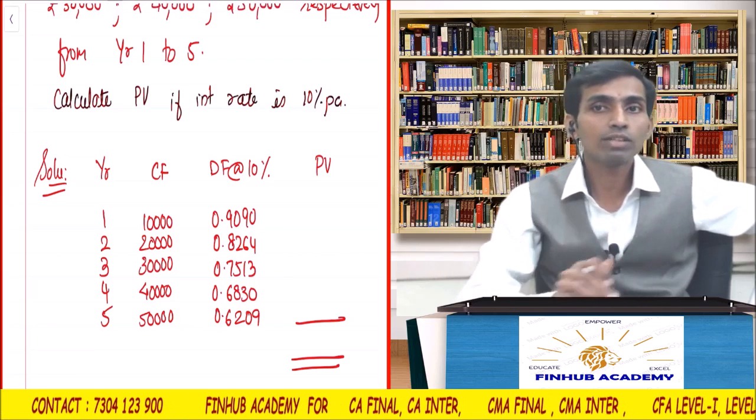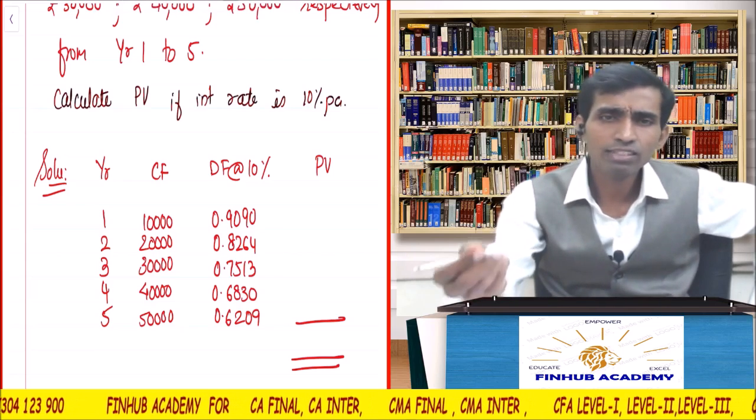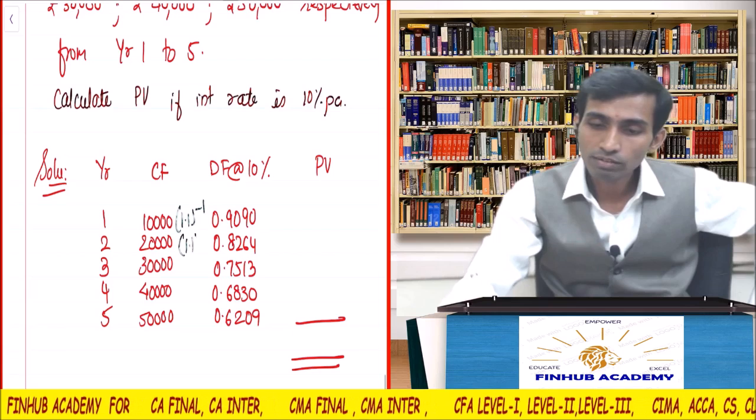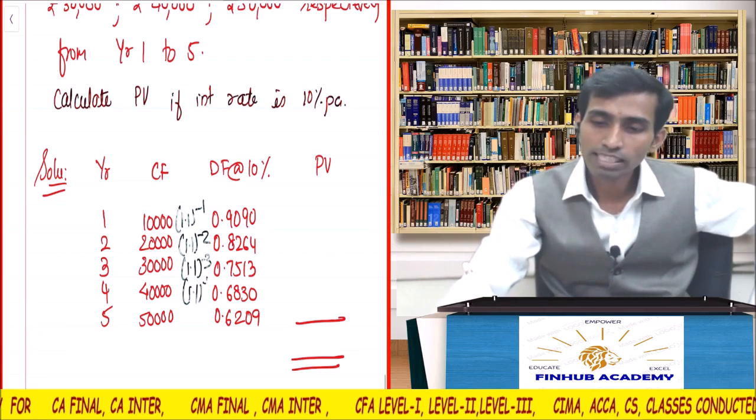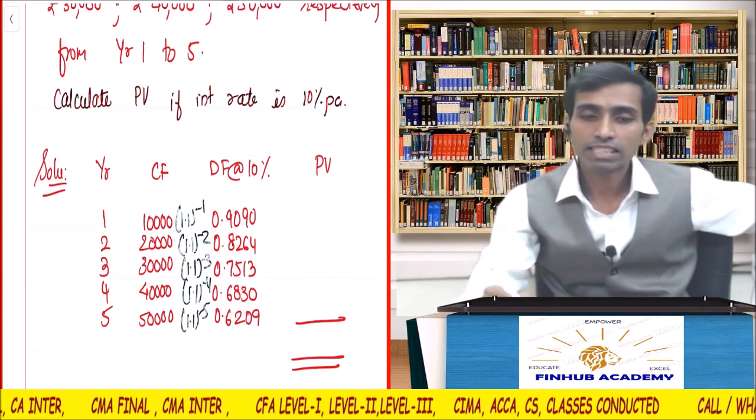So I have used the discounting factor. I have pulled it back. I didn't do anything new. Here I multiplied with 1.1 raised to minus 1. Here 1.1 raised to minus 2, 1.1 raised to minus 3, 1.1 raised to minus 4, 1.1 raised to minus 5. I just didn't write it. That's it. Understood?